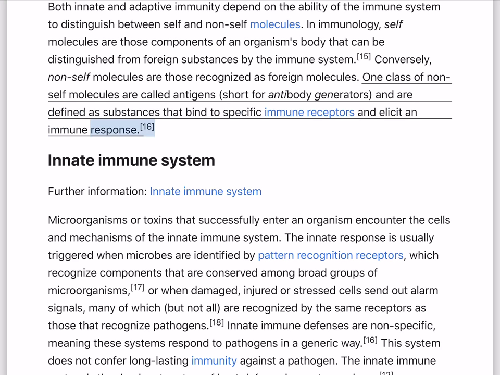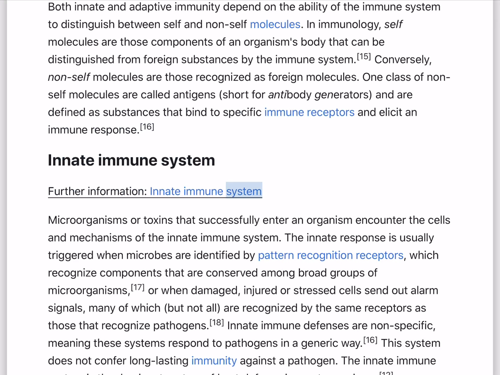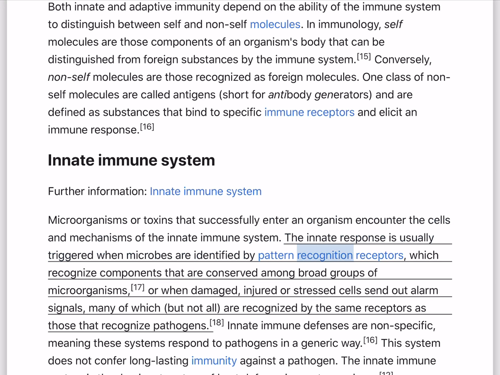Innate immune system. Microorganisms or toxins that successfully enter an organism encounter the cells and mechanisms of the innate immune system. The innate response is usually triggered when microbes are identified by pattern recognition receptors, which recognize components that are conserved among broad groups of microorganisms. Or when damaged, injured or stressed cells send out alarm signals, many of which, but not all, are recognized by the same receptors as those that recognize pathogens.